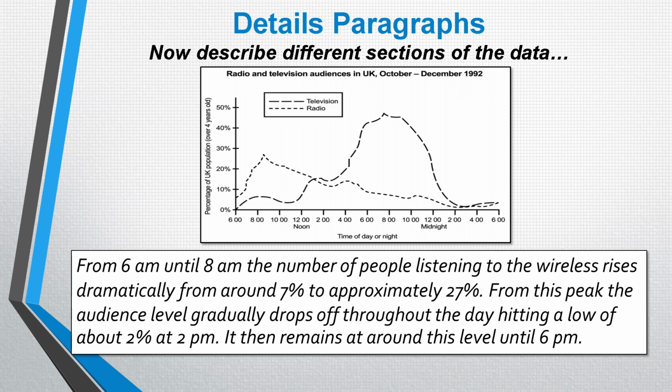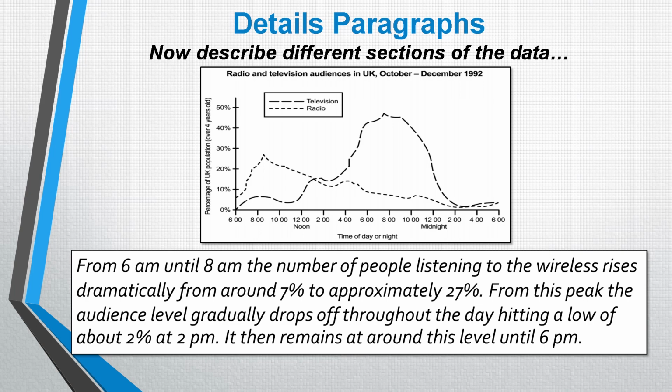But for now you can see that here is our first details paragraph describing the radio trend, and it reads: from 6 a.m. until 8 a.m. the number of people listening to the wireless rises dramatically from around 7% to approximately 27%. From this peak, the audience level gradually drops off throughout the day, hitting a low of about 2% at 2 p.m. It then remains at around this level until 6 p.m.